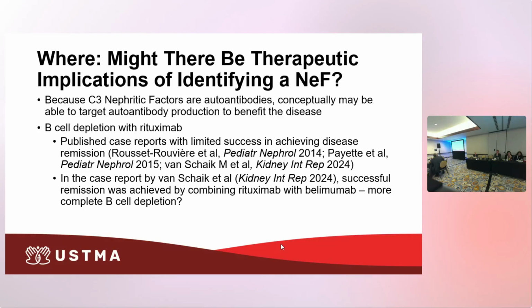The initial reports were using B-cell depletion with rituximab, and these reports were largely unsuccessful at achieving disease remission. There was one report where a patient was able to achieve a better renal outcome, but it's notable that in this case report, the patient was not only treated with rituximab but also belimumab. So perhaps a more deep reduction of B cells than with rituximab alone.